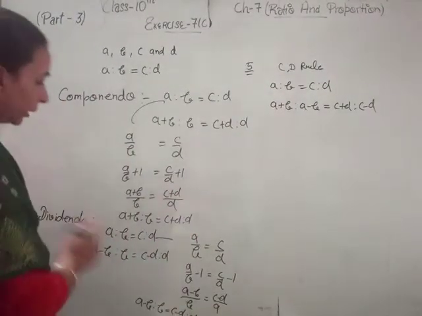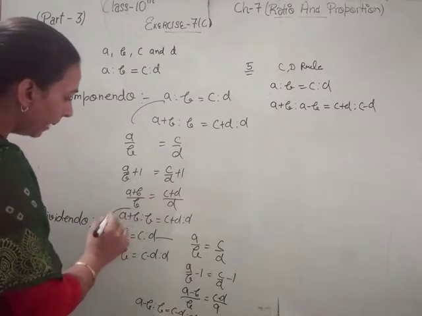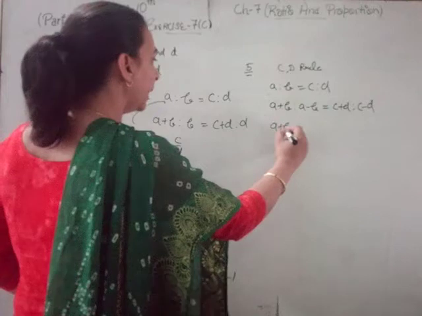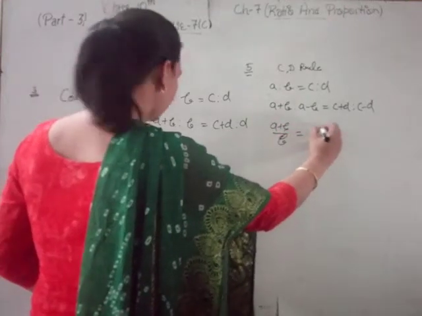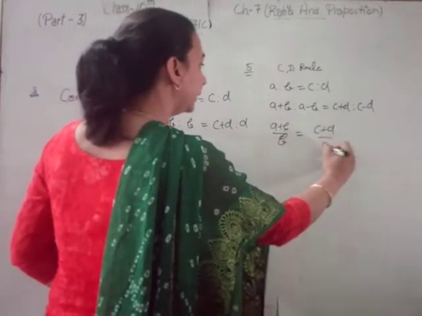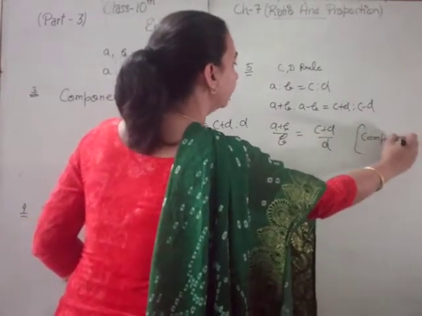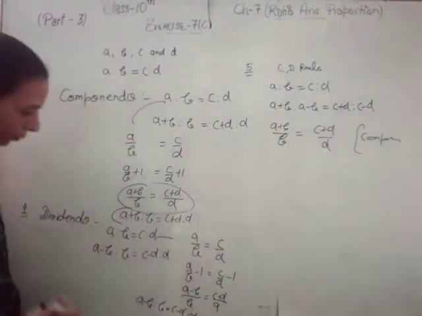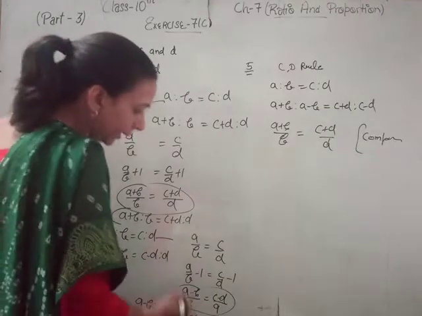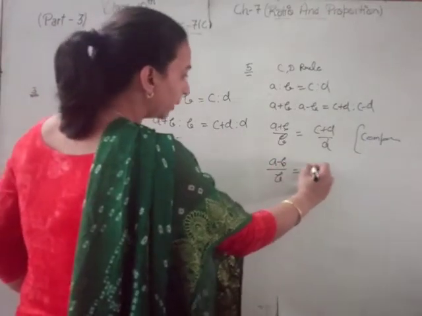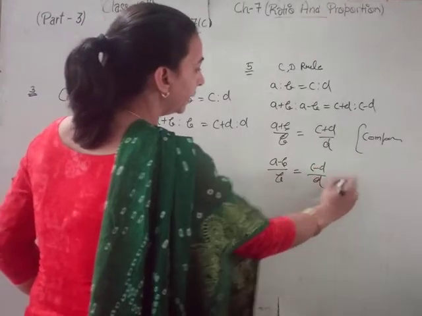We use rule number 3 and rule number 4. Students, according to the third, this is given: A plus B by B equal to C plus D by D. This is property componendo. Next, according to dividendo rule, A minus B by B equal to C minus D by D. This is dividendo.